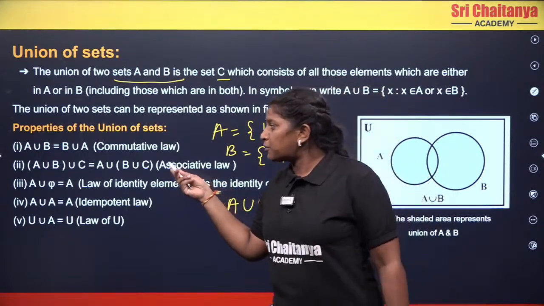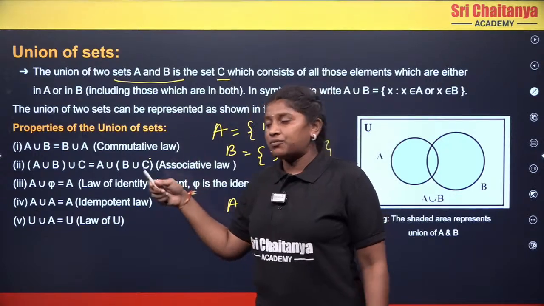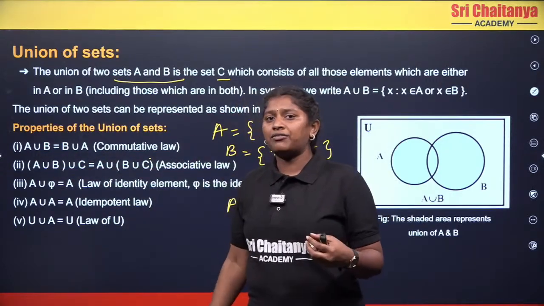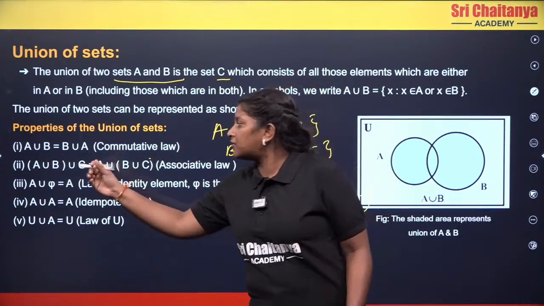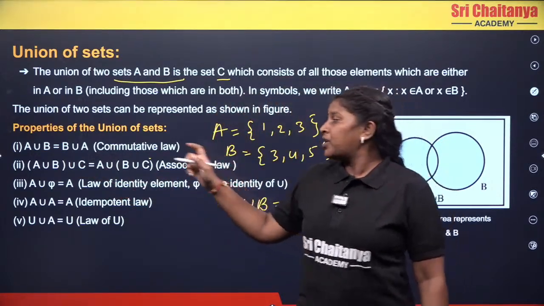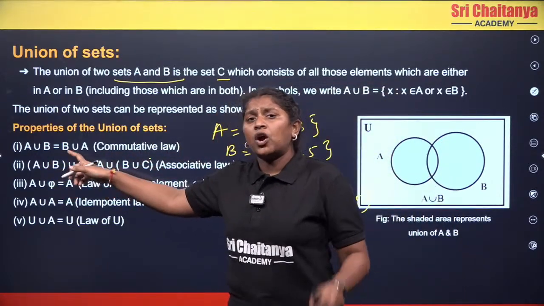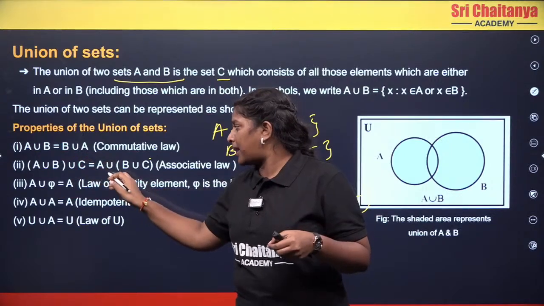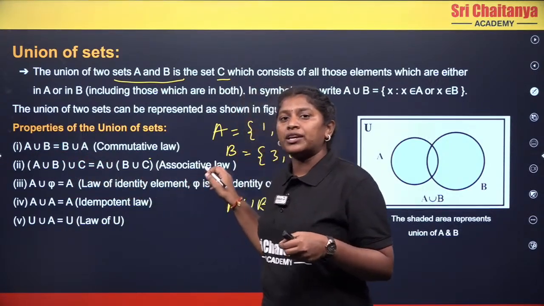The first property is the commutative law. As we know, the commutative law means A union B equals B union A. And the next one is the associative law, where (A ∪ B) ∪ C is given by A ∪ (B ∪ C).